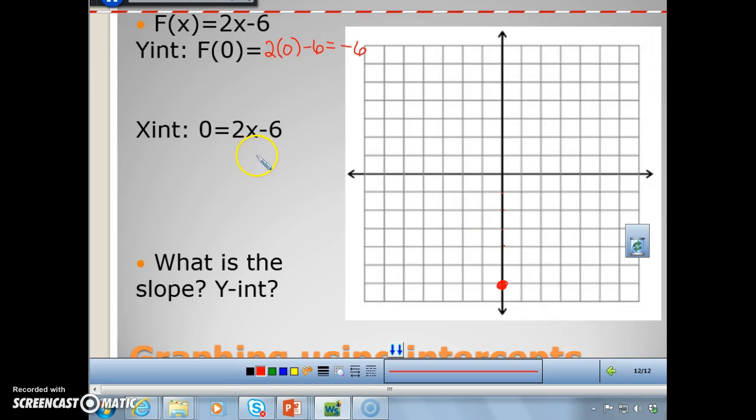And then to get the x-intercept, we let f of x or y be 0. And this time we are going to solve for our x value. So I'm going to add 6. So x is 3. So that means 3, comma 0. When x is 3, y is 0. So 3, 0 would be a point. And we can graph it. So there, again, there's our line. So there's just another way of graphing a line using intercepts.